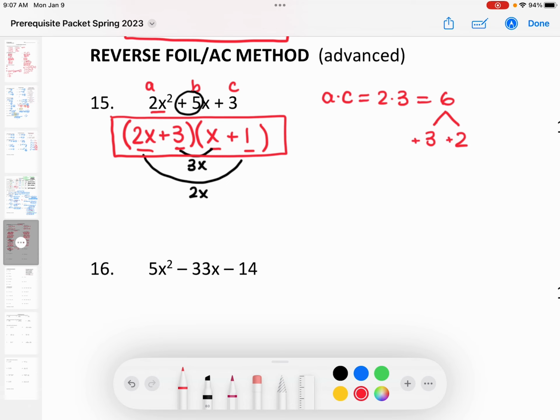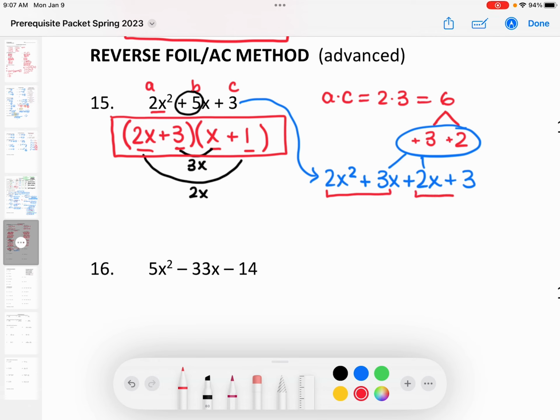So here's what happens. We kind of take that original guy again. We rewrite it, but instead of writing plus 5x, we split it into a 3x plus 2x because of those numbers that we came up with. So that helps us split the 5x. The reason that works nicely is because now it's a grouping problem. What can I factor out of that first set? Just an x.